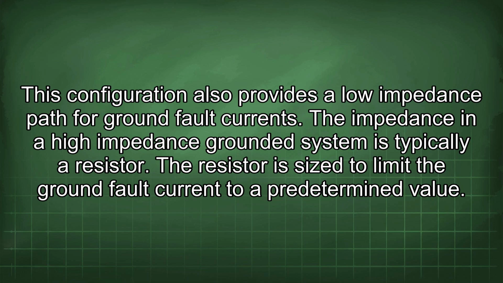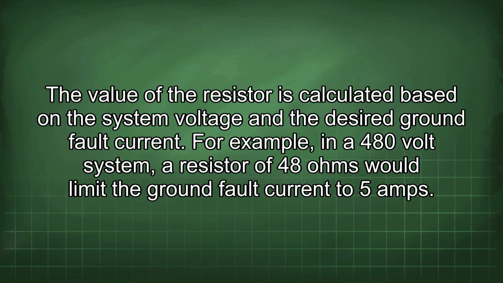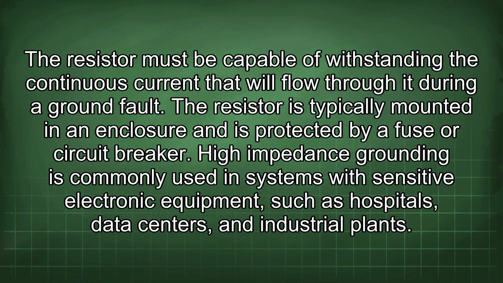The impedance in a high impedance grounded system is typically a resistor. The resistor is sized to limit the ground fault current to a predetermined value. The value of the resistor is calculated based on the system voltage and the desired ground fault current. For example, in a 480 volt system, a resistor of 48 ohms would limit the ground fault current to 5 amps. The resistor must be capable of withstanding the continuous current that will flow through it during a ground fault. The resistor is typically mounted in an enclosure and is protected by a fuse or circuit breaker.